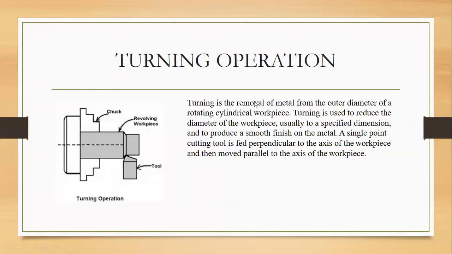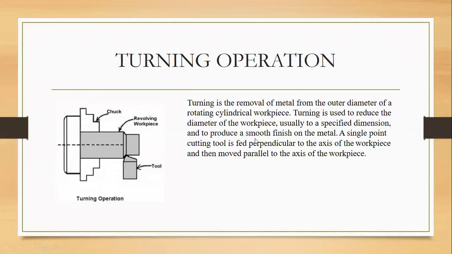So turning is the removal of material. Here the lathe is a cutting operation only. Either we have to remove the material or we have to cut the material. So it is a removal of the metal. What is the process? Turning is the removal of metal from the outer diameter of the rotating cylindrical workpiece. This is the workpiece. This is the outer diameter. We have to remove the material from the outer diameter of the workpiece.